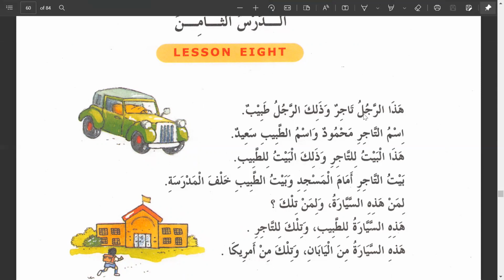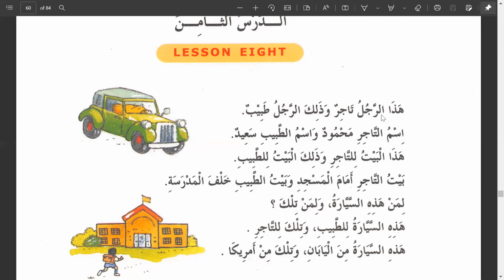هذا الرجل تاجر وذلك الرجل طبيب. Yes. هذا الرجل تاجر. Is this a complete sentence? Yes, it's a complete sentence. Okay.